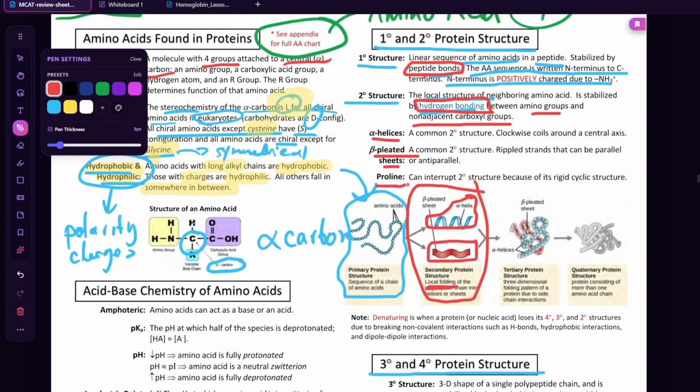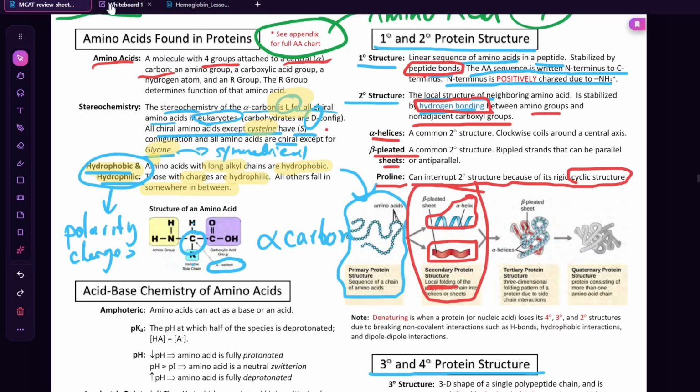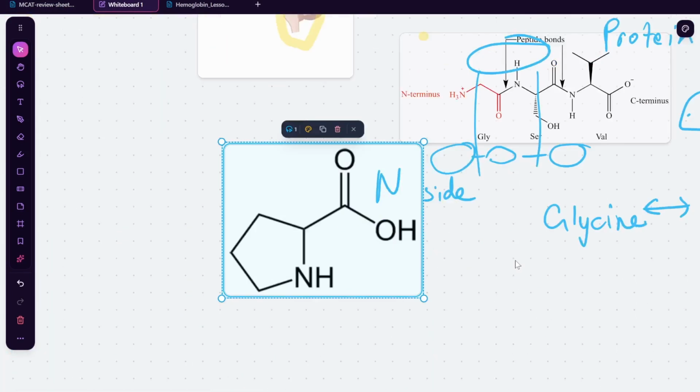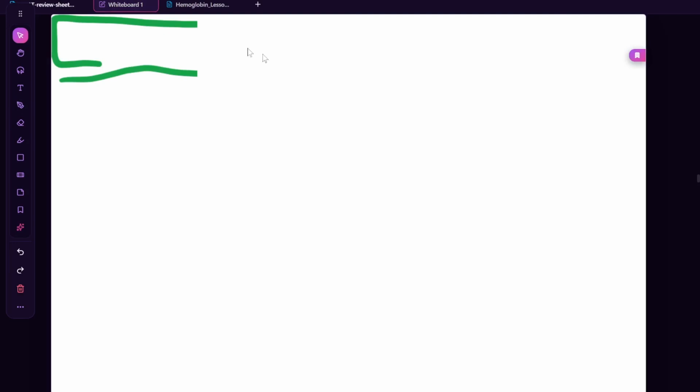And proline is important because it can interrupt the secondary structure because of its rigid cyclic structure. So proline is one of the amino acids that looks like this. Let's see if I can show it. Okay, I'm going to copy and paste it over. Proline here. Let's just paste it here. So nope, that didn't look very good. Paste it here so people can see proline. So proline is one of the amino acids that you're going to have to memorize as well anyway.